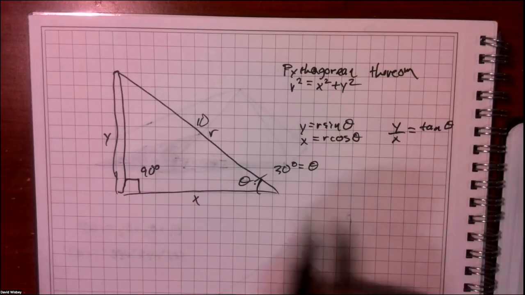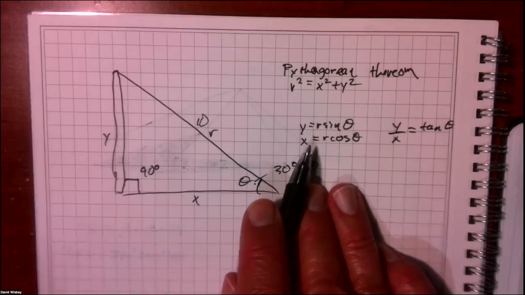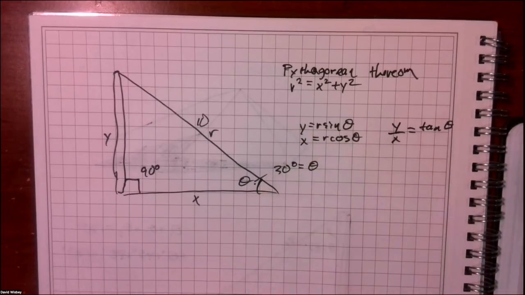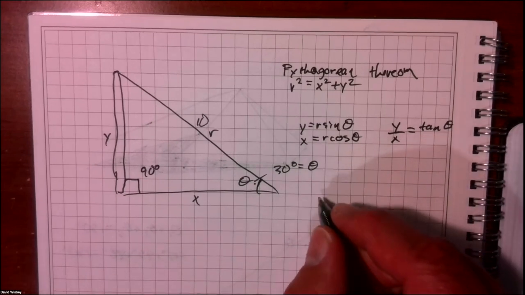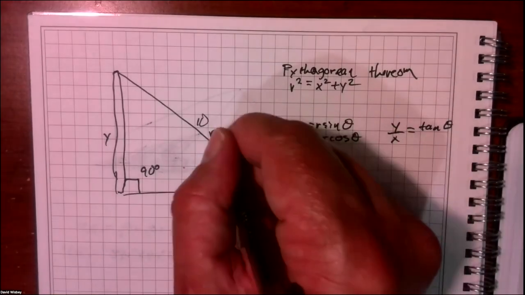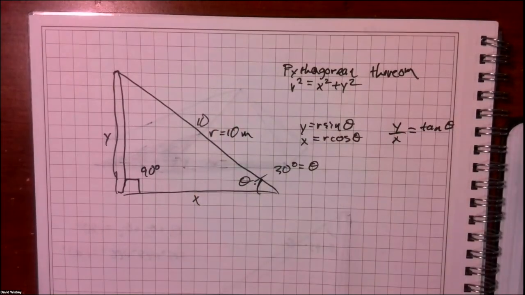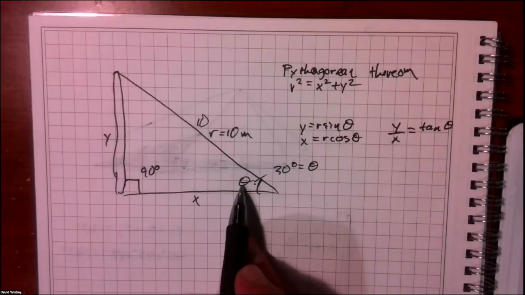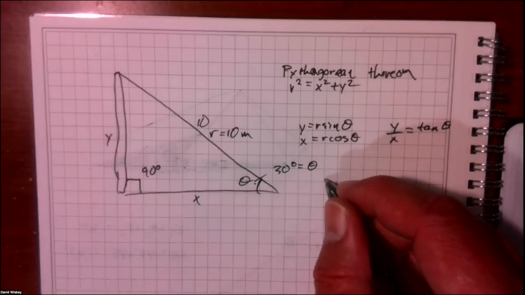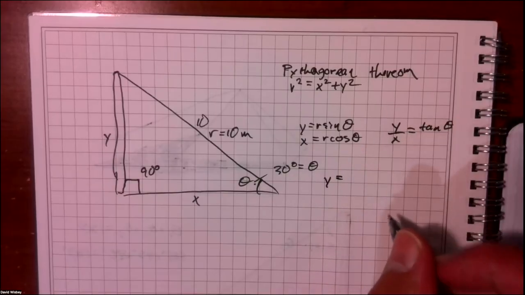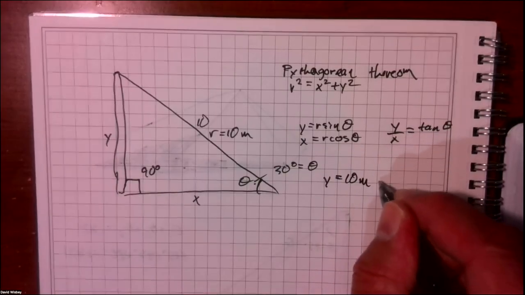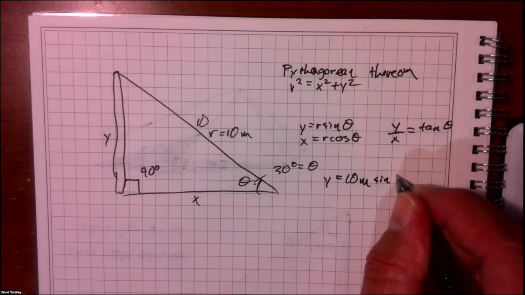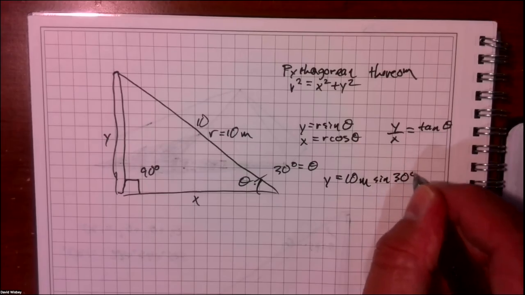Now, when I solve a problem, I don't put in the numbers until I'm very close to the end. That's so I don't get confused, because I tend to make a lot of mistakes. So don't put in the numbers till the end. But let's say we know the hypotenuse here. So R equals, let's say, 10 meters. And I want to know how tall this thing is. My angle here is 30. So I'm going to say Y is going to equal 10 meters times sine of 30 degrees.